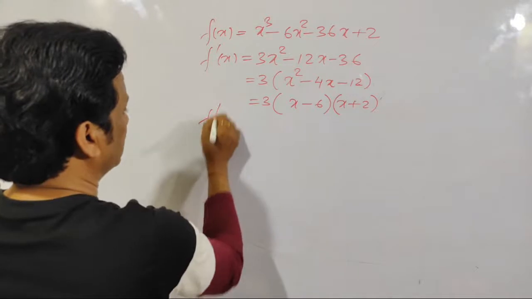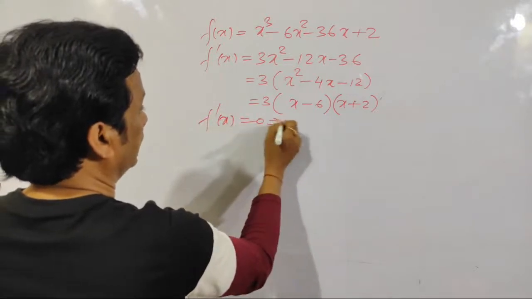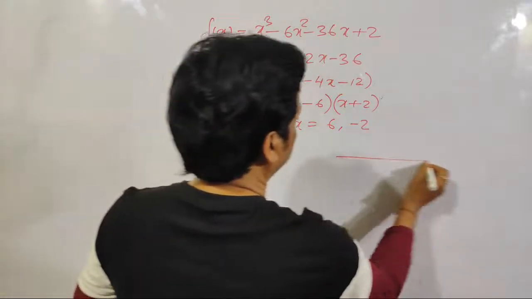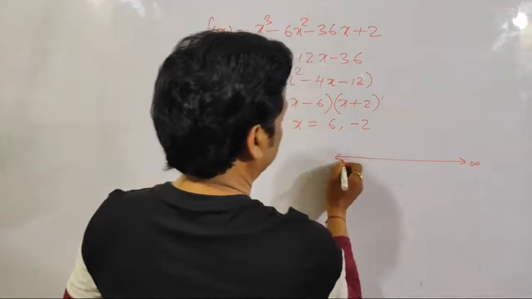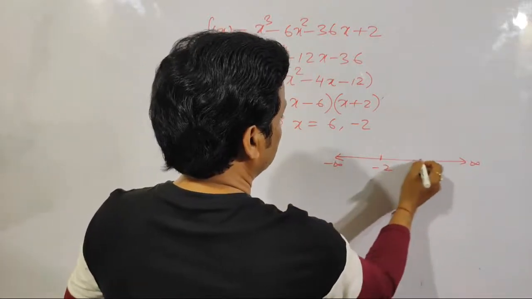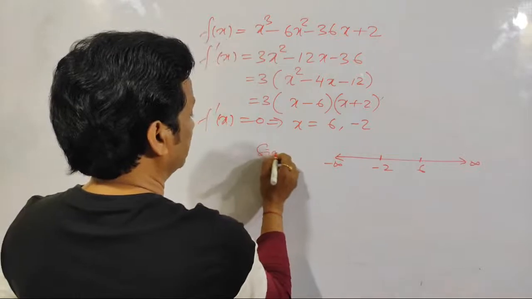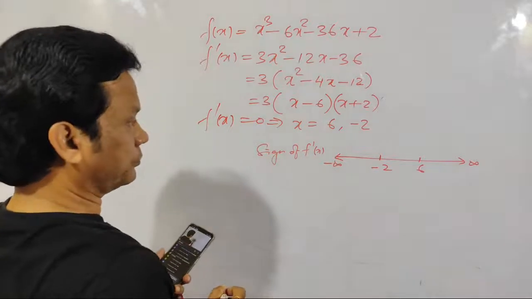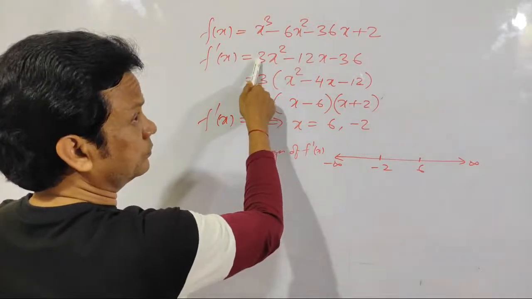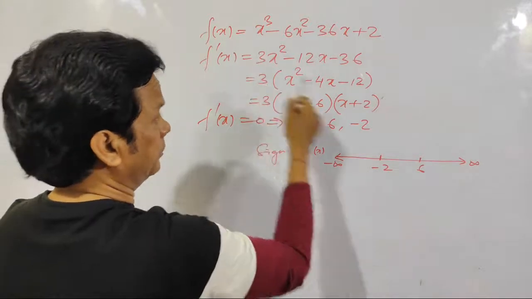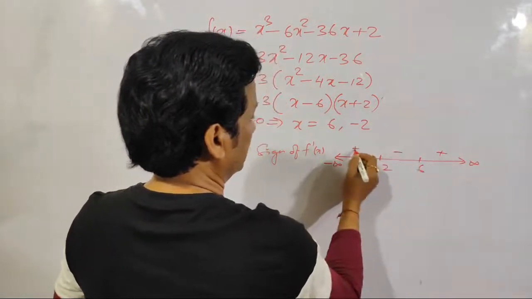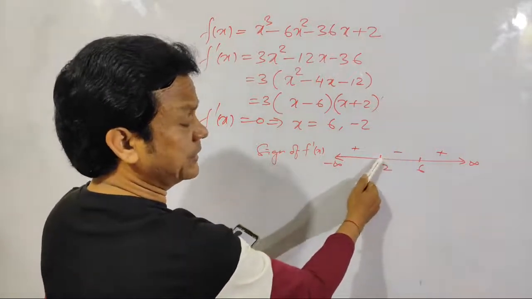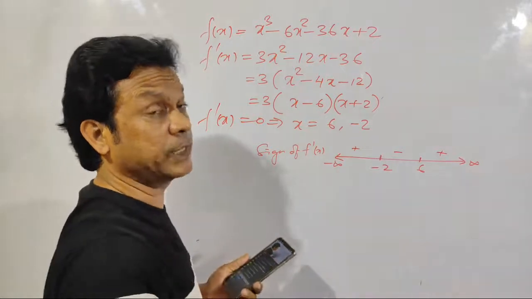Now, f dash x equal to 0 implies x is equal to 6 and minus 2. That means there are 2 points where the derivative is 0. This is infinity, this is minus infinity, this is minus 2, this is 6. Now sign of f dash x. Here the sign of x square is positive. So positive, negative, positive. And while passing through x is equal to minus 2, the sign of the derivative changes from positive to negative. That means that at x is equal to minus 2, the function attains maximum.